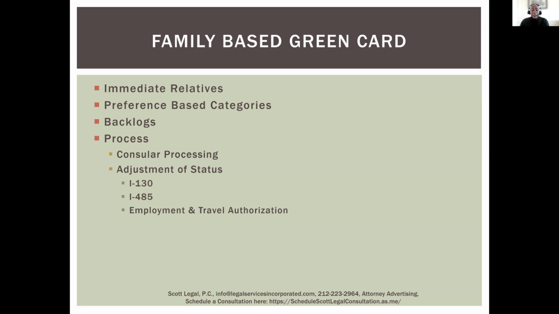Now, the immediate relative category is defined by statute, so it's not the way we'd normally think of immediate relatives. A preference-based category would be, for example, a U.S. citizen brother or sister sponsoring their sibling. We would always, of course, think of that as an immediate relative, but here, an immediate relative is a U.S. citizen over 21, or a U.S. citizen sponsoring their spouse. The good thing about the immediate relative category is that it is always current, so there's no visa backlog in that particular category.